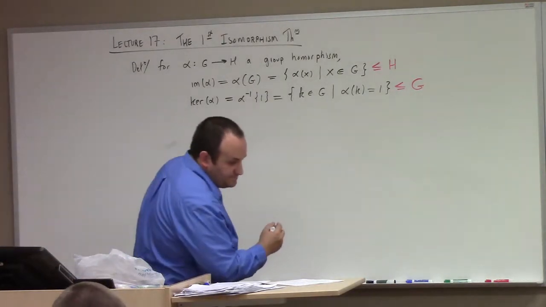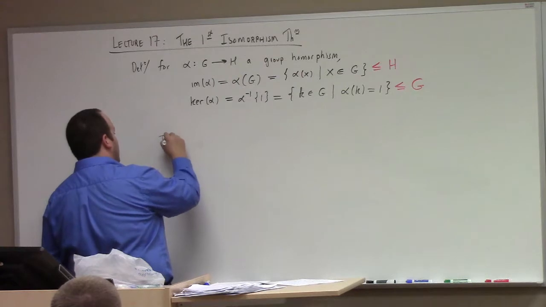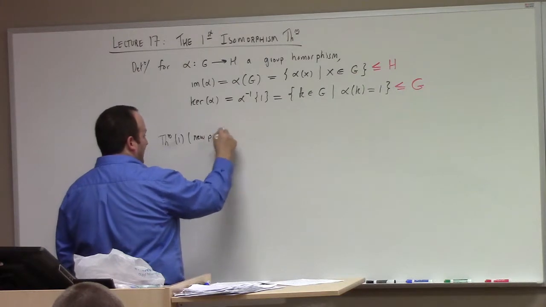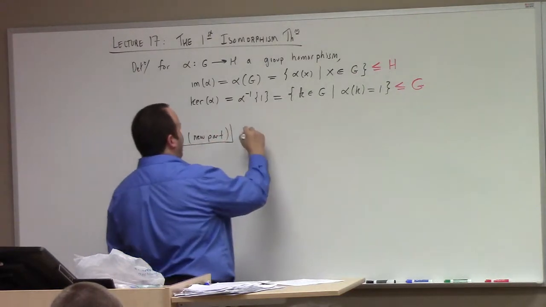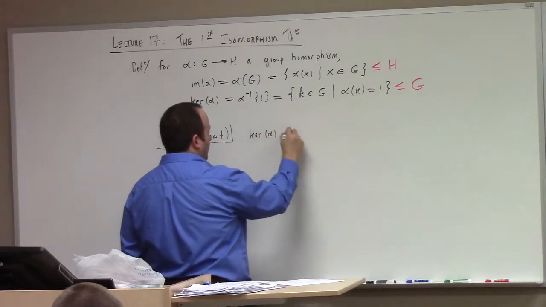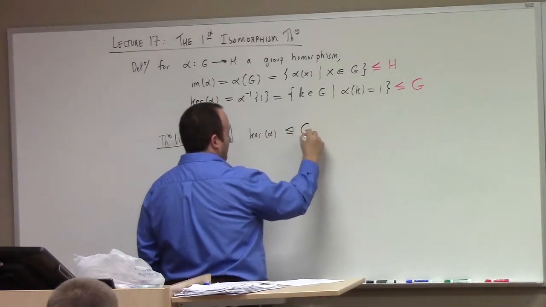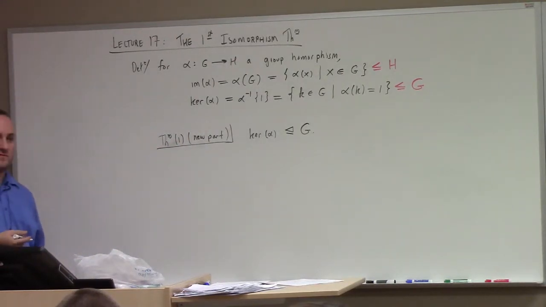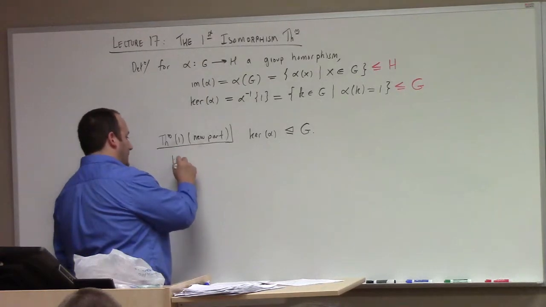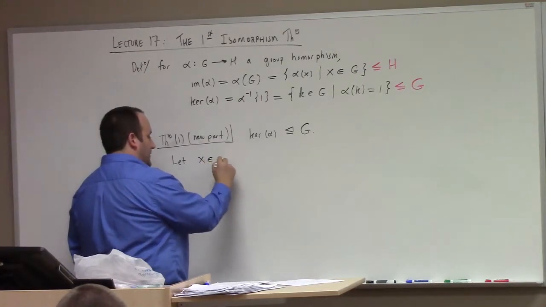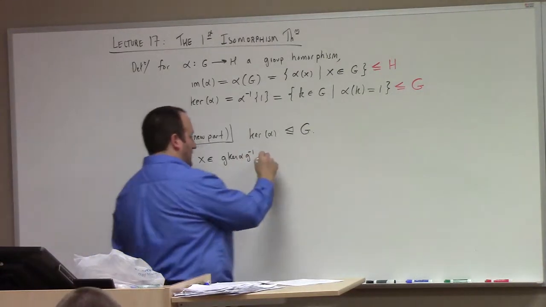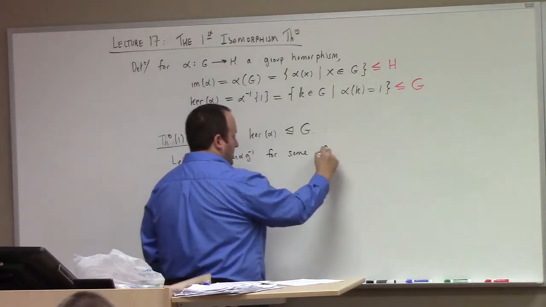So here's the little bit more. This is the new part of Theorem 1. The new part is that the kernel of alpha is a normal subgroup of G. I already have that it's a subgroup from our previous lectures, so I'm going to focus on the normality part. So let x be an element of g kernel alpha g inverse, for some g in G.